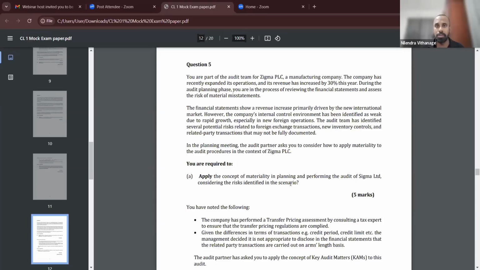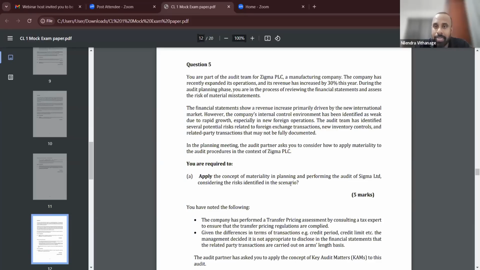Sri Lanka Financial Reporting Standard number 15, Sri Lanka Accounting Standard number 15, revenue, when that increases by 30%, is a significant risk area. During the audit planning phase, you are reviewing the financial statements and assessing the risk of material misstatements. The financial statements show a revenue increase primarily driven by new international markets, an increase generated from overseas sales, exports.